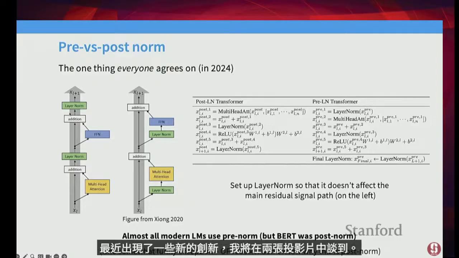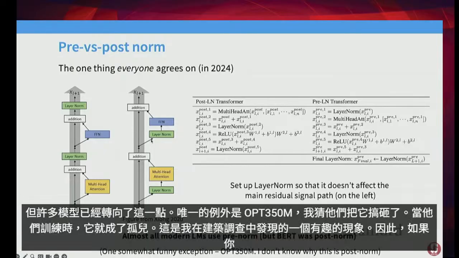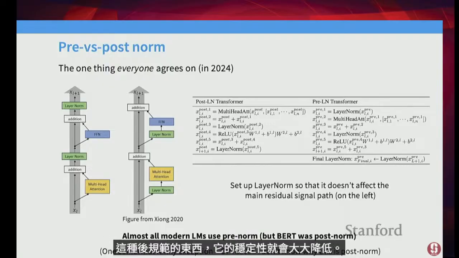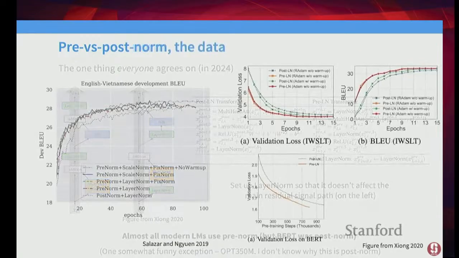and then you would layer norm it. And very, very early on, people realized that moving this layer norm to the front of this non-residual part, so this block on the right, did much better in many different ways. And basically, almost all modern LMs that I know of use this kind of pre-norm. There have been some new innovations recently that I'll touch on in 2 slides. But lots of models have moved to this. The one exception is OPT 350M, which I'm guessing they kind of messed up, and that was orphaned when they were training. That was a fun find in my survey of architectures.